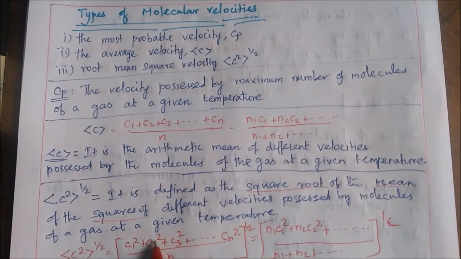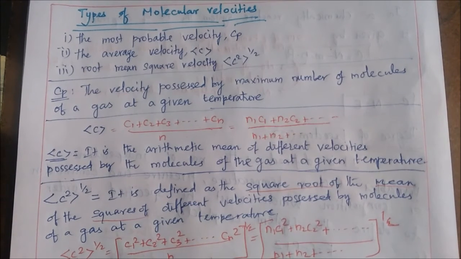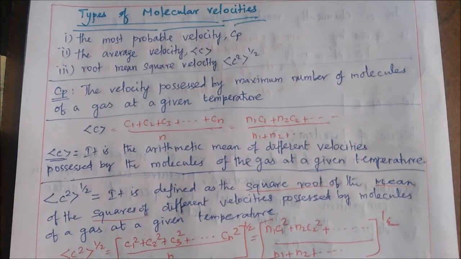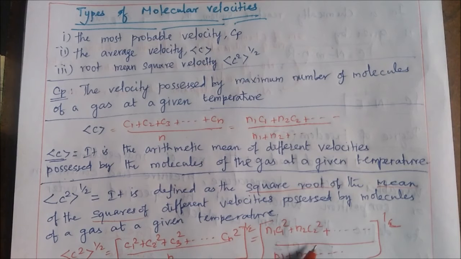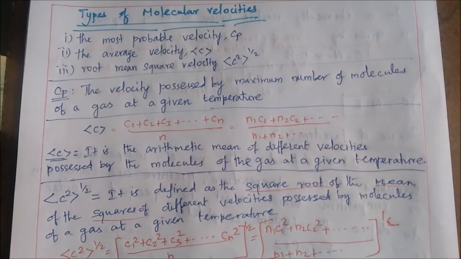So average, square and root, that is root mean square, RMS. In this case also, if a group of molecules are possessing the same speed, we have to write like this: the first group N1, the velocity possessed by the first group, and the square of the product, plus the number of the second group and the velocity possessed by the second group, then squared, then the overall root.